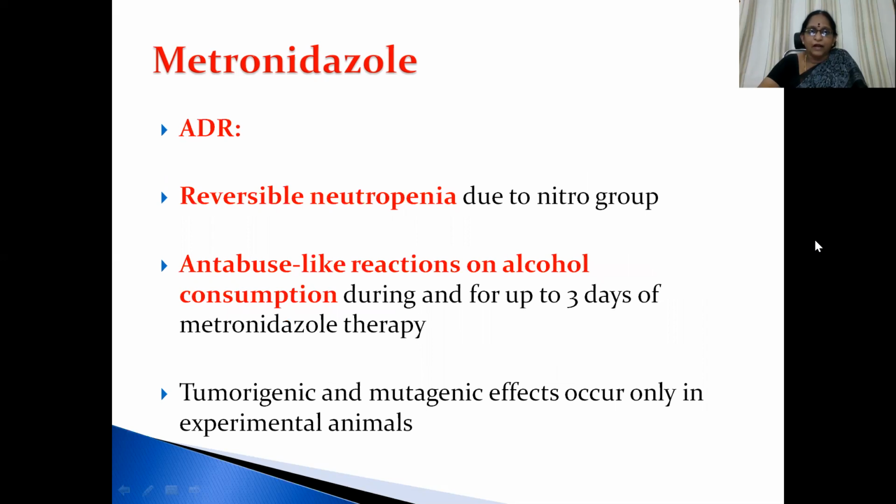Then other ADRs are reversible neutropenia because of the nitro group present in its chemical structure. Then the most important part of the ADR, apart from the metallic taste in the mouth and CNS manifestations, is anti-abuse like reactions on alcohol consumption. It happens during the first 3 days of metronidazole therapy. So what is it, we'll say later on. It also produces tumorigenic and mutagenic effects, but they are seen only in experimental animals. There is no evidence that they happen in human beings also.